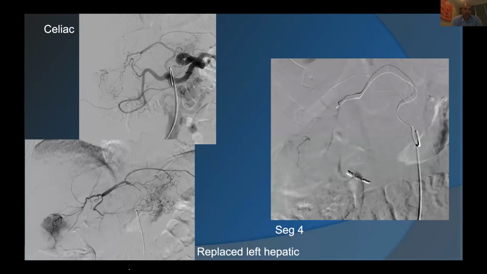Again, the celiac on the top left, replaced left hepatic artery off of the left gastric, which you can see on the bottom left. So on the bottom left, we have a microcatheter in the replaced left hepatic artery. You can see all the gastric branches and so on. And then we super select the middle hepatic artery out of that. And you could start to see the tumor hypervascularity. It's kind of an early image. And again, so that feeds the top 1/3 of the tumor. So we're going to infuse our second vial from that position.